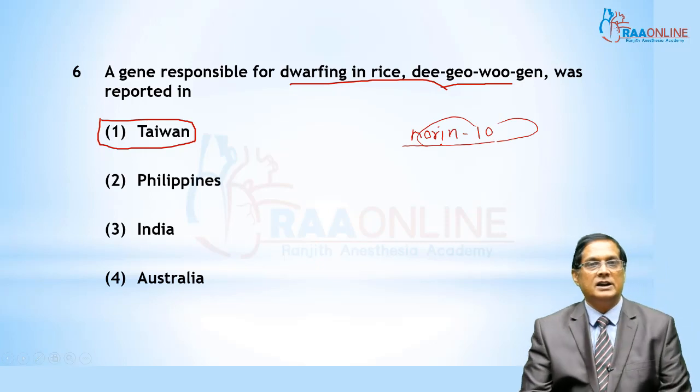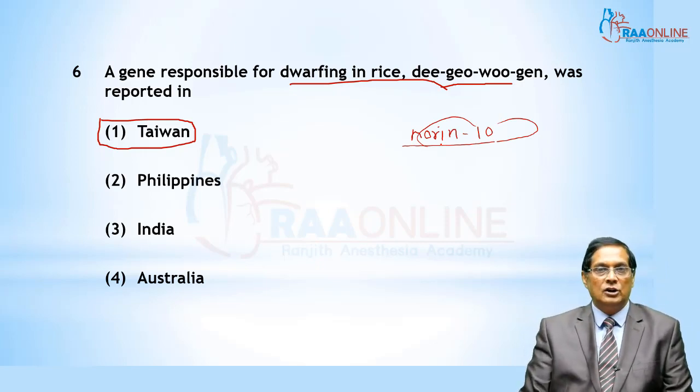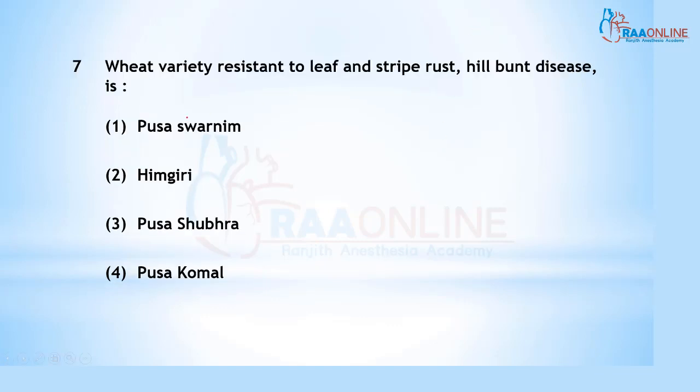Dwarf varieties mature comparatively earlier than tall varieties. Their maturity time is comparatively short. That is, they perform vegetative growth earlier, and they perform early flowering and fruiting. This is the use of dwarf varieties.